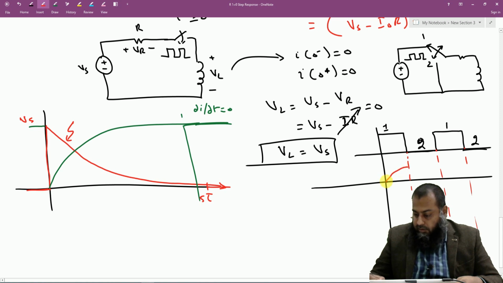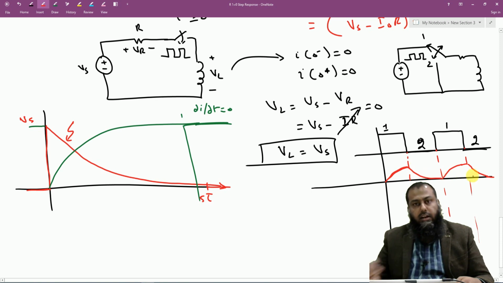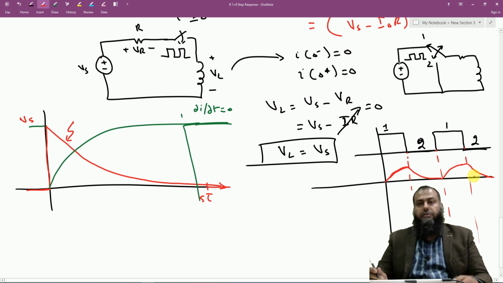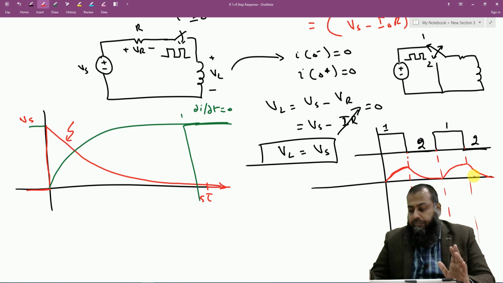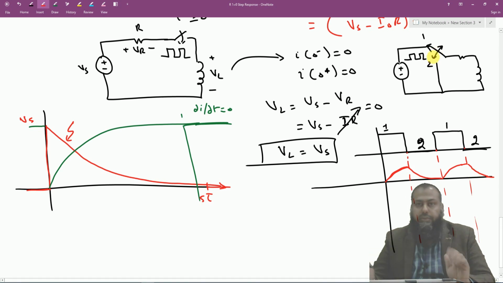It will rise something like this one. It will drop like this one, then it will again rise, and it will again drop, right? So this is how the inductor current will actually look. You will visualize the inductor current if there is a constant switching of this particular switch at some fixed frequency.